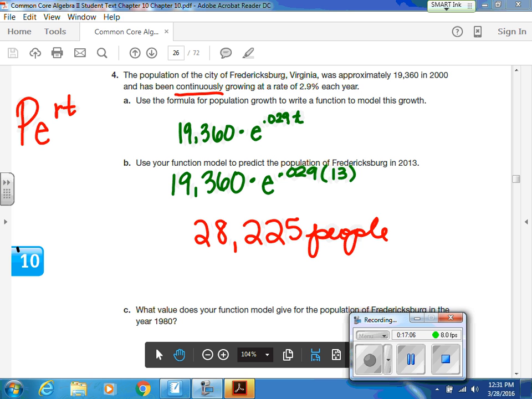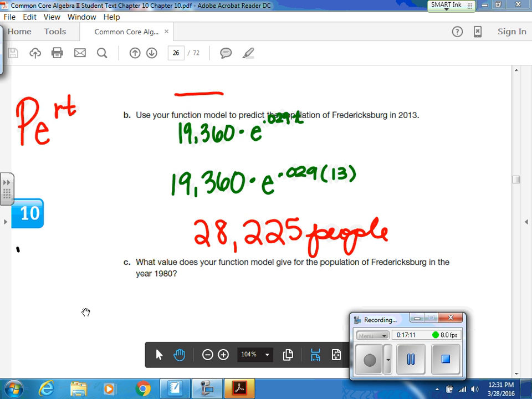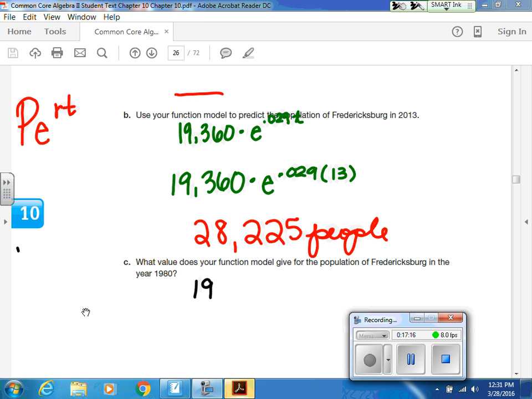Alright. What about 1980? That's backwards. How much time passed from 2000 to 1980? Negative 20. Right. I'm going to put negative 20 in right there, because it's going back in time. T is negative 20. So how many people were in Fredericksburg in 1980? 11,939.